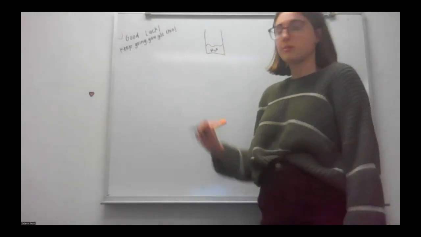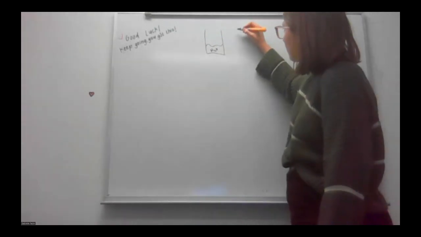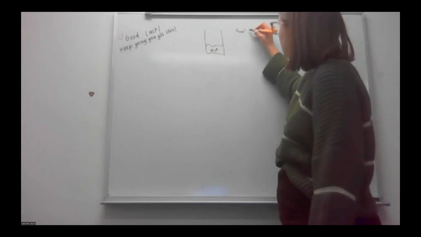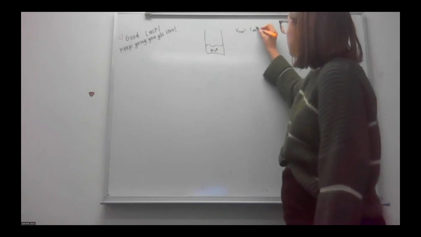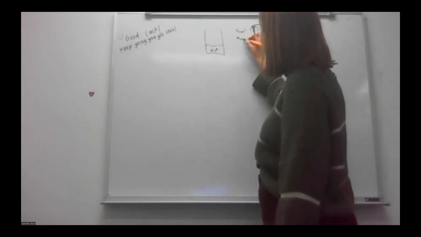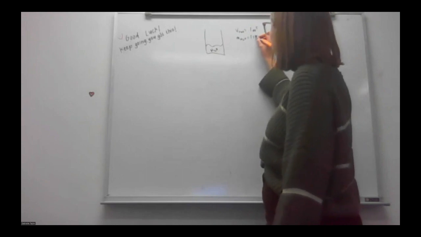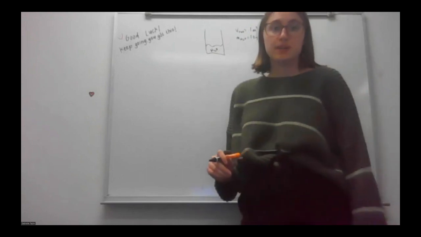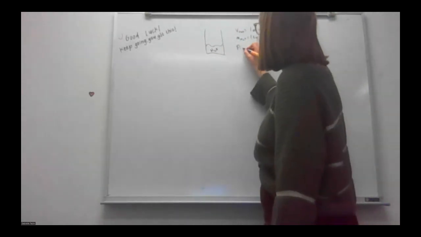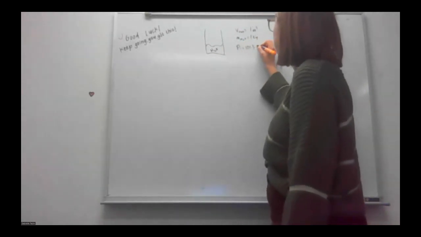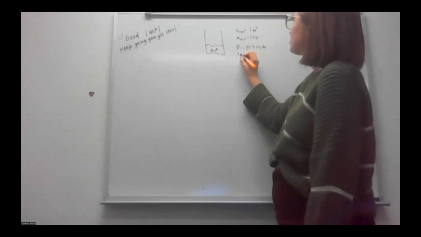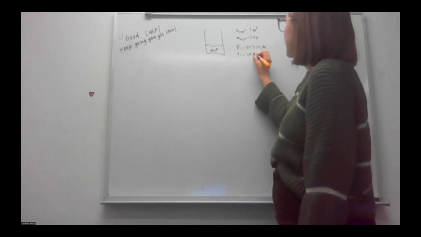And then I'm going to write out our initial values first. Our total volume is going to be 0.1 meters cubed. Then we have the mass of our water, which is 1 kilogram. Then our initial pressure is 101,325 pascals, and our initial temperature is 298.